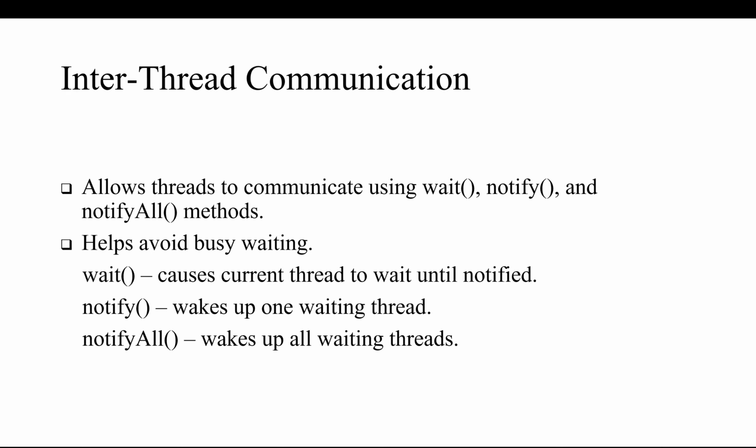Inter-thread communication allows threads to communicate with each other using the wait, notify, and notifyAll methods. This helps avoid busy waiting and improves CPU utilization. The wait method causes a thread to wait, notify wakes up one waiting thread, and notifyAll wakes up all waiting threads.